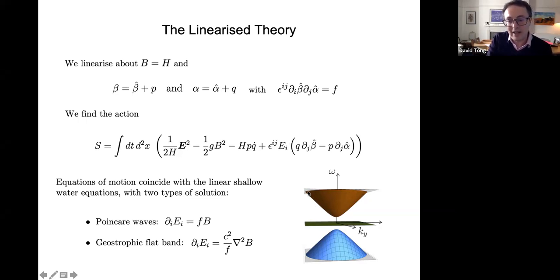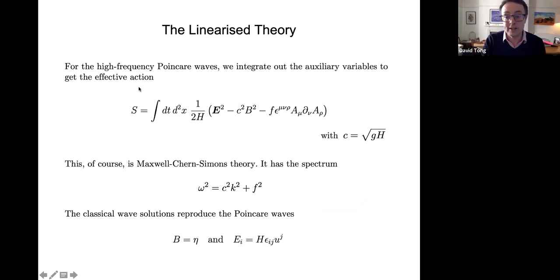Now, that turns out, perhaps surprisingly, to be easiest for the Poincaré waves. I say perhaps surprisingly because usually we integrate out heavy modes to get an action for light modes. Here we're doing the opposite thing. We're integrating out the flat band to get an action for the gapped Poincaré modes. But the action is rather nice and something that I hope is familiar to everybody. If you do that, you can get an action just for the Poincaré waves, and the action for the Poincaré waves is precisely Maxwell-Chern-Simons theory. It's Maxwell-Chern-Simons theory where what we would call the Chern-Simons coefficient is the strength of the Coriolis force.